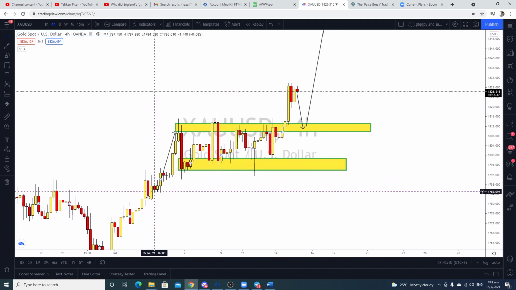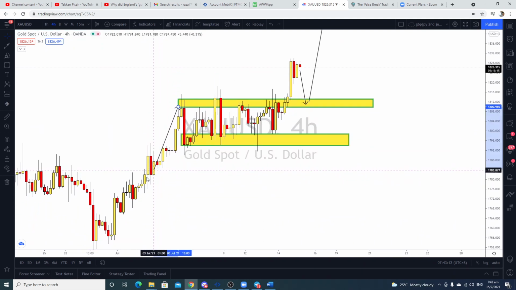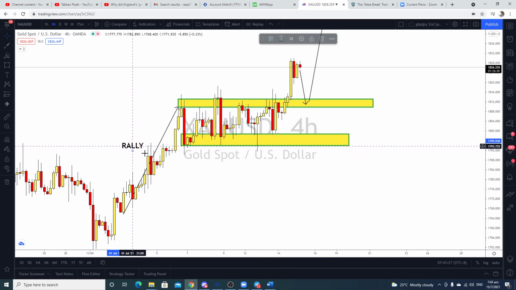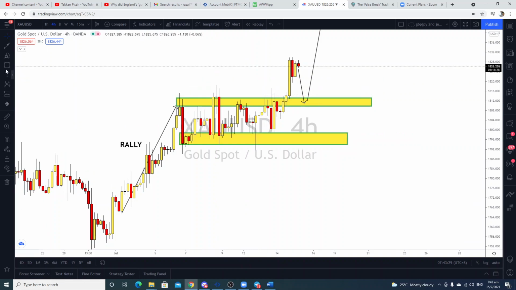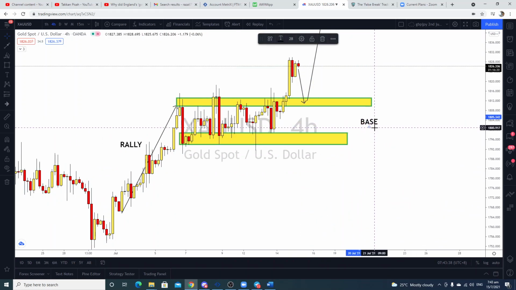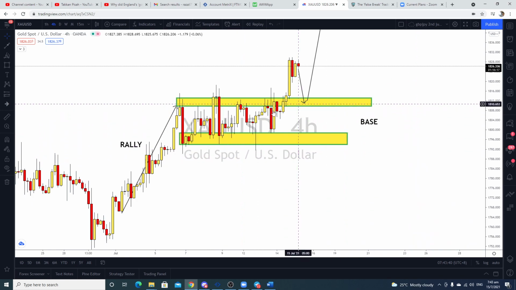So we knew that this is a significant rally here. We knew that there's a significant rally, and then what is this whole thing? This whole thing is a base. So this is a rally base, and now price has rallied.